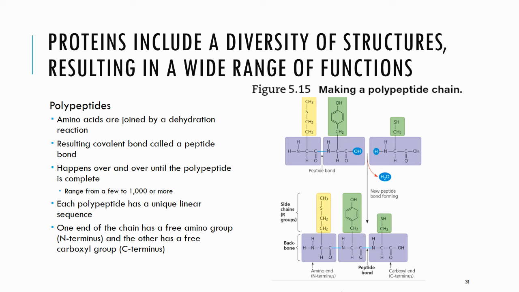One end of the chain has a free amino group, which is called the N terminus, and the other has a free carboxyl group, which is the C terminus.